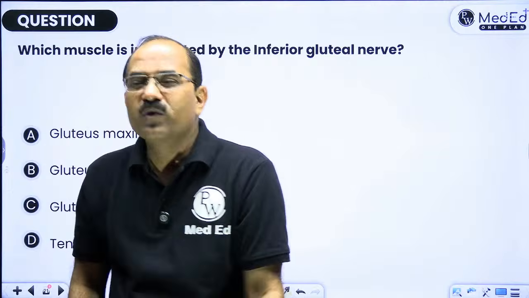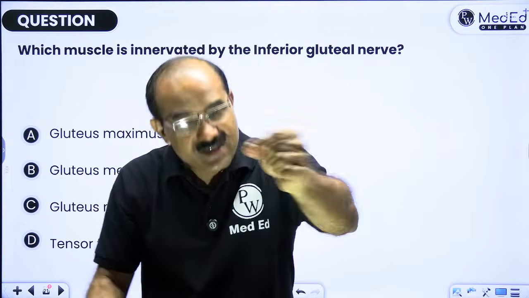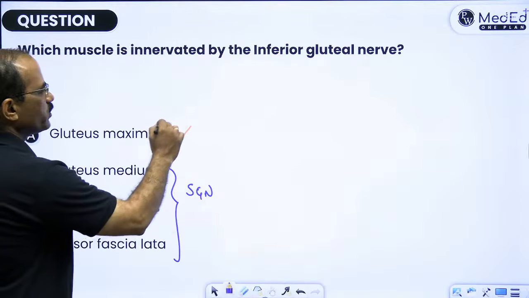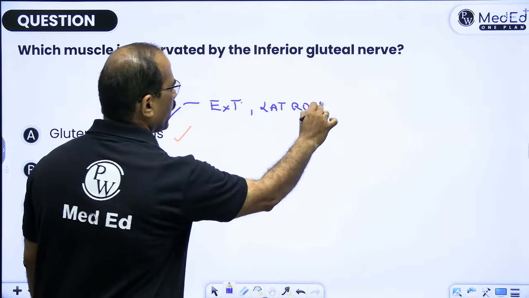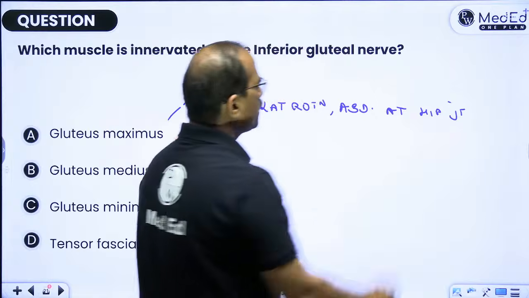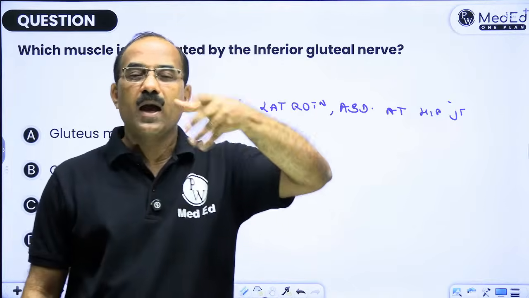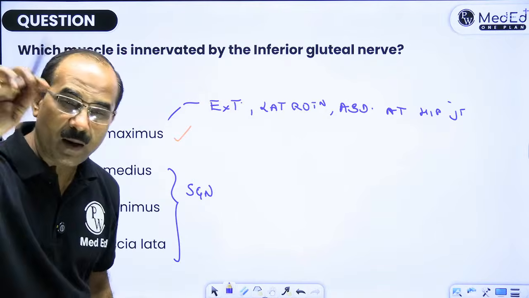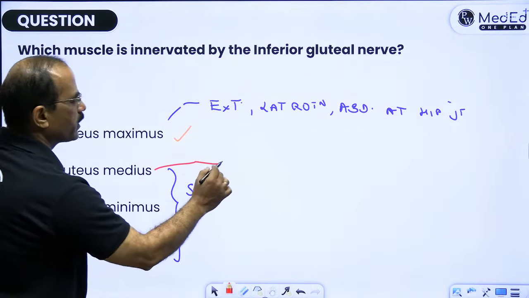Can someone tell me, what is the main action of gluteus maximus? Any guesses? You are sitting down, when you stand up, that is the action of gluteus maximus. What is that? Extension at the hip joint, right? So the main action of gluteus maximus is extension at the hip joint. Second, lateral rotation and abduction at the hip joint. Remember. Main action is extension. Second action is abduction. The third is lateral rotation at the hip joint. Fine. It is not adduction, students, it is abduction. What is the main action of gluteus medius? The main action of gluteus medius is abduction.